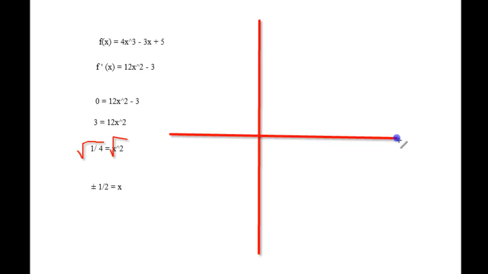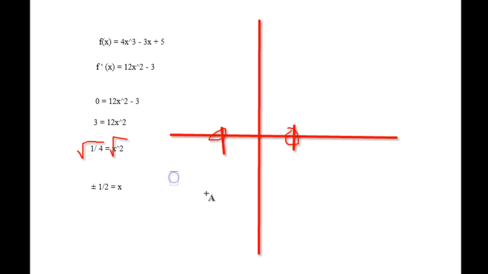So first off, I have to find the critical points. I set f prime of x equal to 0, so 12x squared minus 3 equals 0. And so what I do is I solve for it. I get 3 equals 12x squared. I divide both sides by 12 and I get 1/4 equals x squared. Then I take the square root of both sides and I get plus or minus 1/2 equals x. So I actually have a couple of points of interest. At 1/2 and negative 1/2 I have critical points, and so these are going to tell me my intervals.